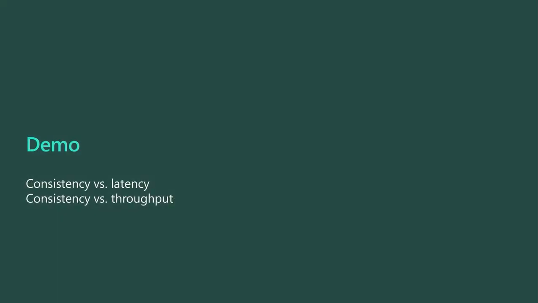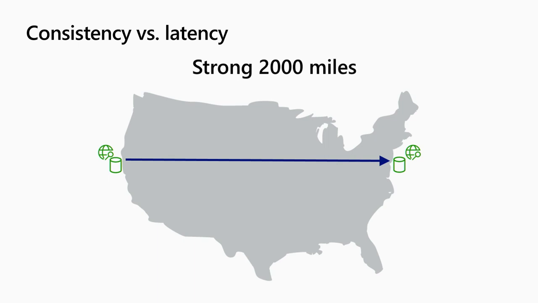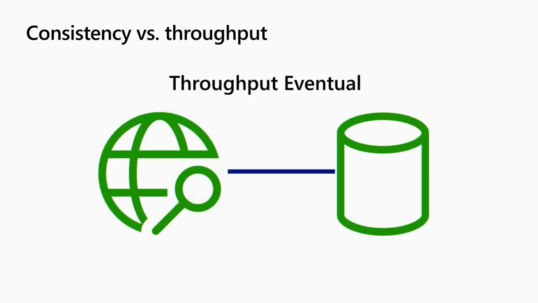All right, so let's show you some demos. So let me set this one up. I've got 2 demos and a bunch of scenarios. In this one, I'm going to show you consistency versus latency. So I have an account with eventual consistency, and I'm replicating from West US to Central US, about 1,000 miles difference between these 2. Next, I'm going to show you consistency versus latency with an account using strong consistency, replicating over that same 1,000 miles. And then third, I'm going to show you an account with strong consistency, but now I'm replicating at roughly twice the distance.